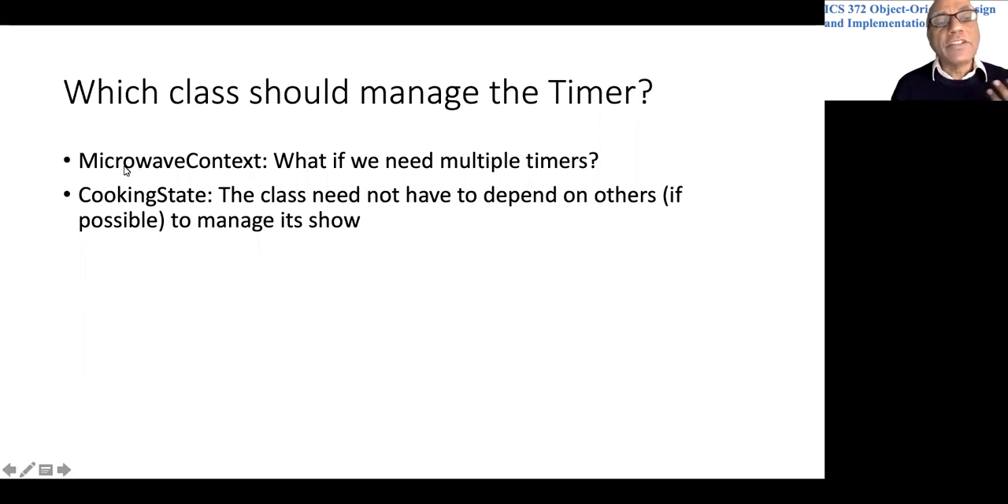In fact, if you have the microwave context, keep track of the timer. What if we need multiple timers in the future for whatever purpose? Then the microwave context will have to decide which timer went off and who should be notified, etc. And that makes for very complicated programming. So it is better to have the cooking state create the timer when it needs, and destroy that timer when it is no longer cooking.